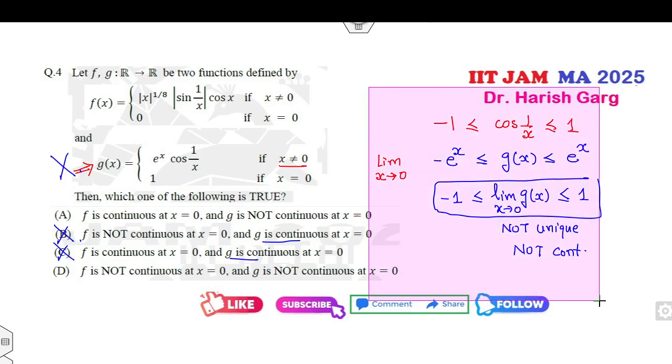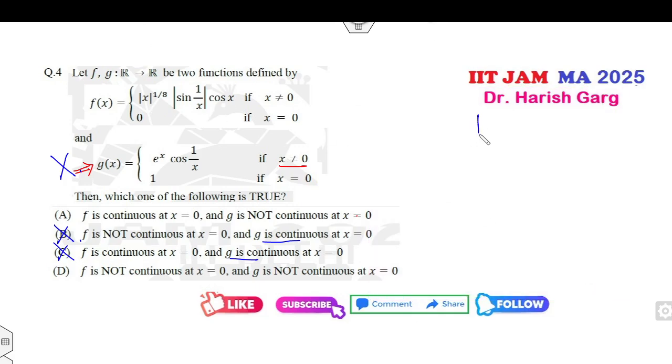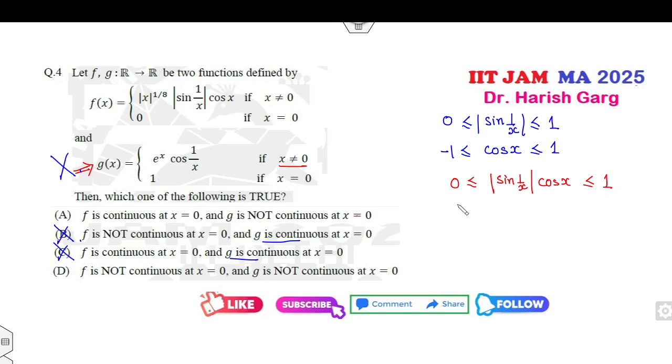Now the same concept I can apply on the first part. You can see the modulus of sine 1 over x lies between 0 and 1. Cos of x lies between -1 to +1, and if you take the product, it will lie between 0 and +1. Is it okay? Now you can multiply both sides by mod of x raised to power 1 by x. So this function will be my f(x). Fine. And this will be mod of x raised to power 1 by x.